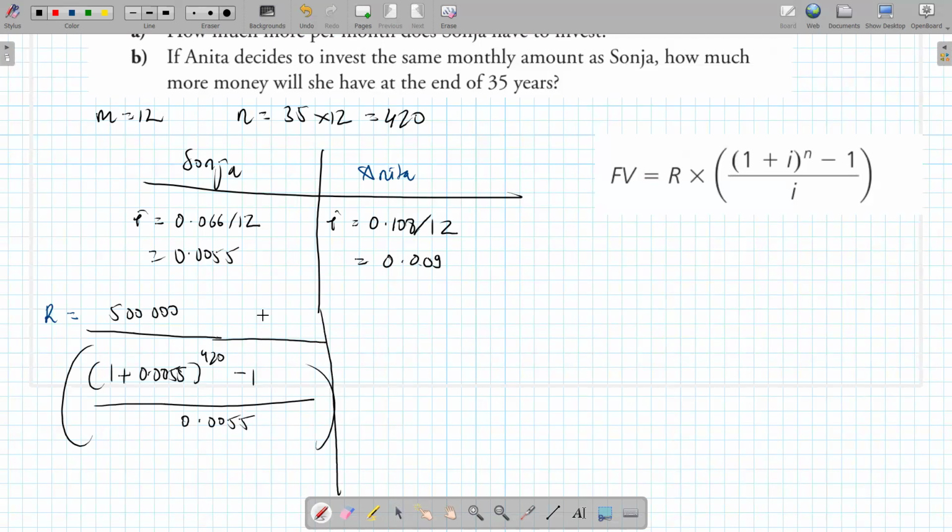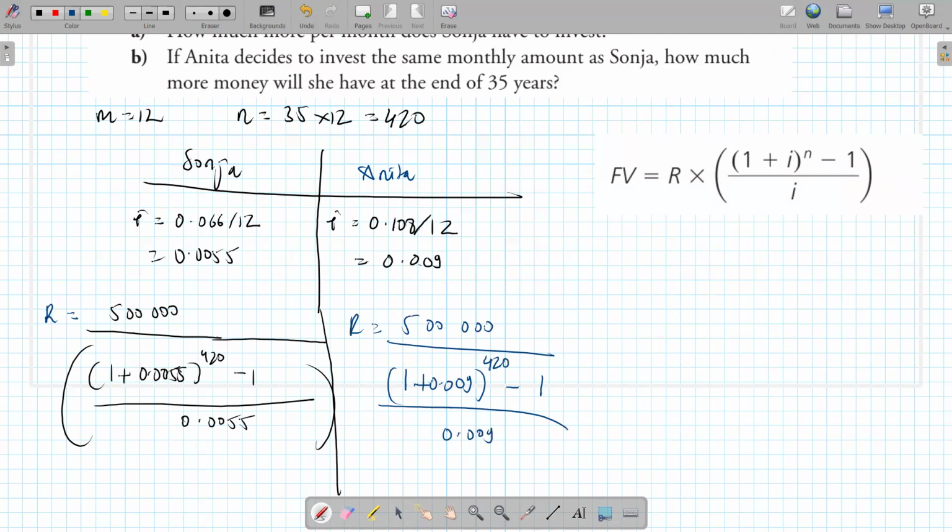Same thing for Anita as well. The only difference is the interest rate. The 500,000 future value doesn't change. It's going to be 1 plus 0.009 now, because the interest rate for Anita is different. That's the only difference. The compounding period is still the same: 35 years compounded monthly, minus 1, divided by 0.009.